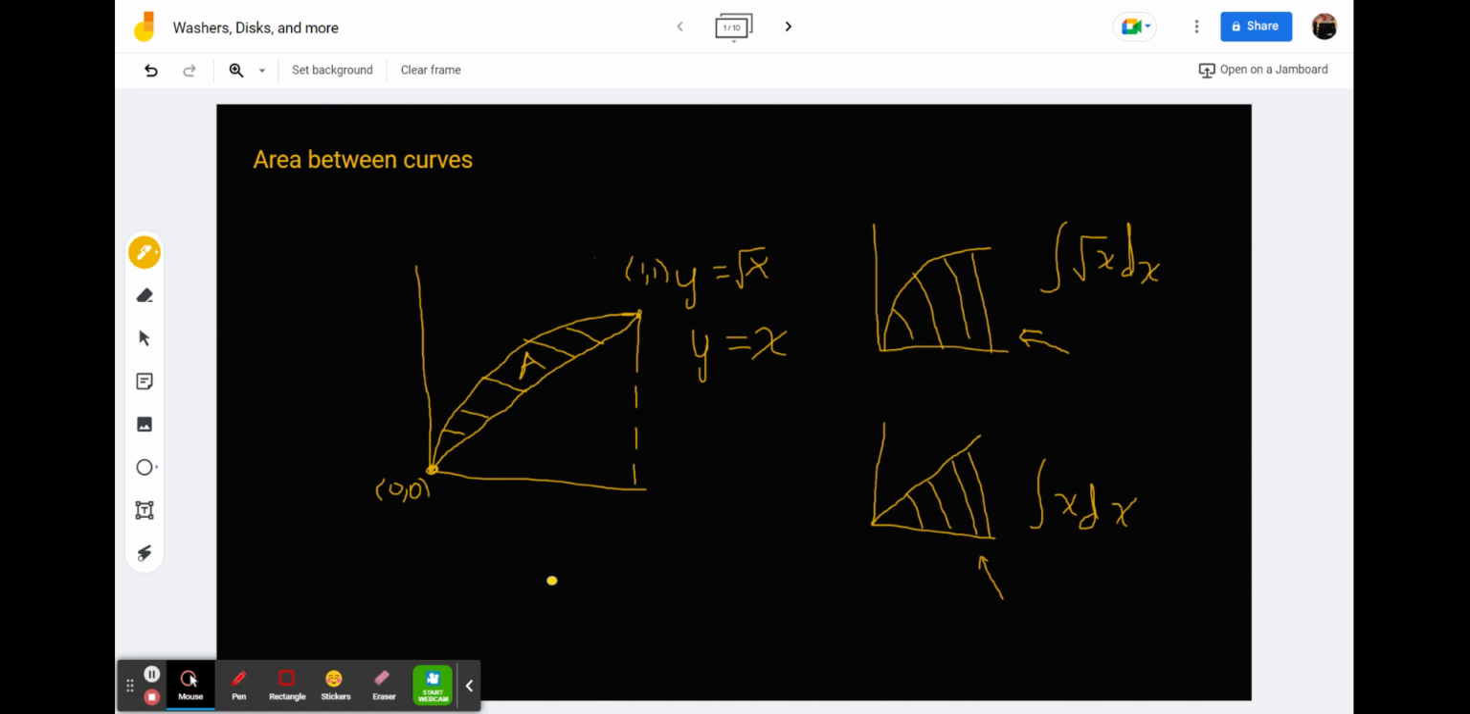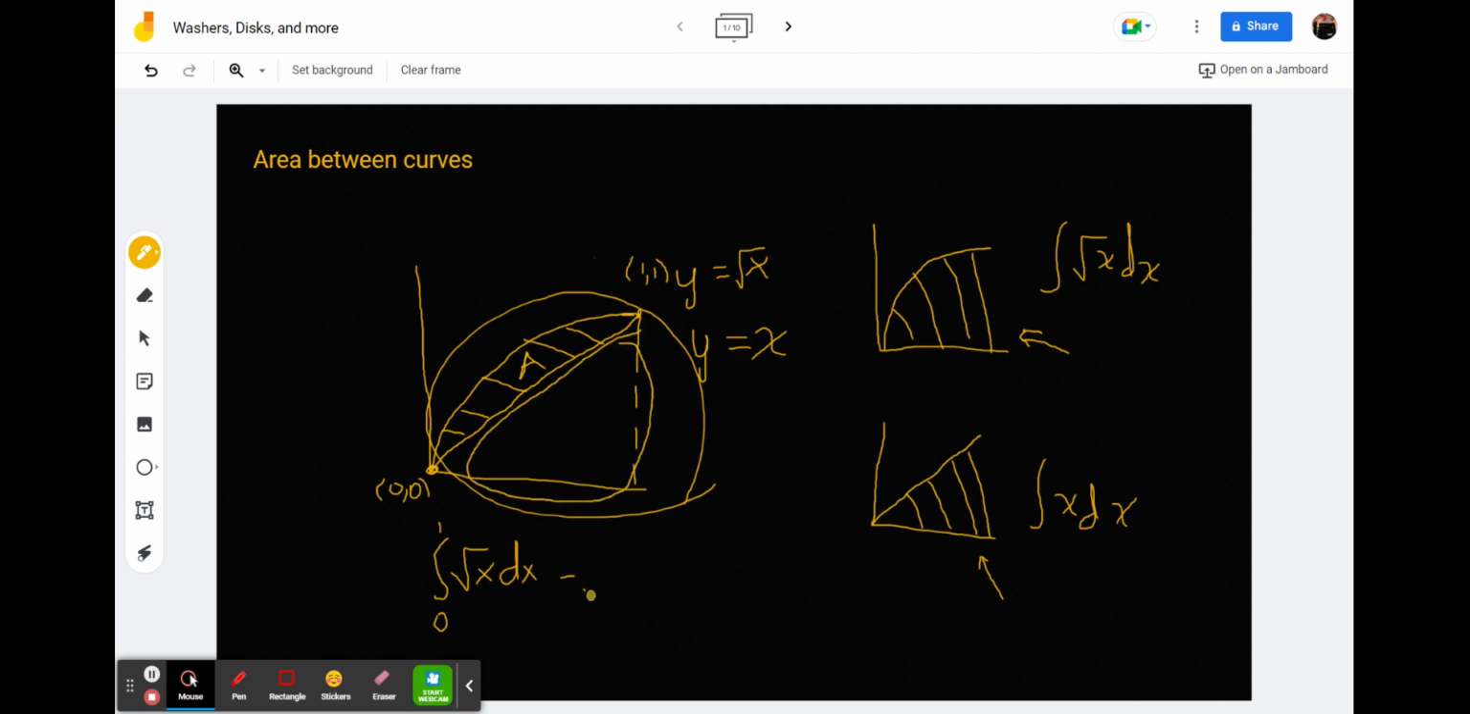So let's take these integrals, right? So we need to take the area of the larger, higher curve, which will be the bigger area, the entire area. So it's going to be the integral from 0 to 1 of root x dx. And from that, we want to subtract this lower area, this smaller area, from 0 to 1 of x dx. And there you have it. That's the area of A.